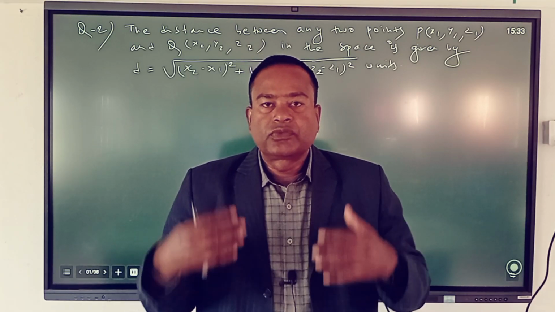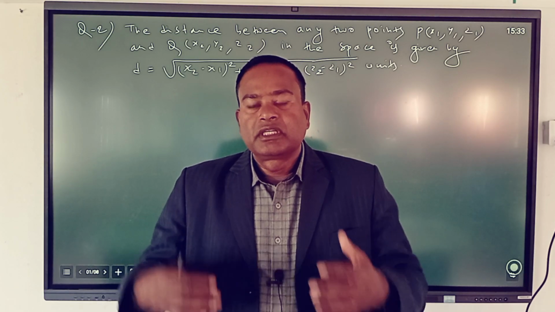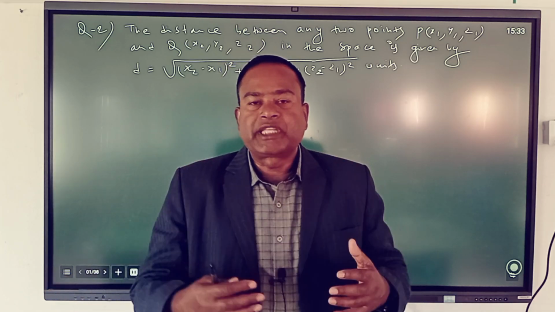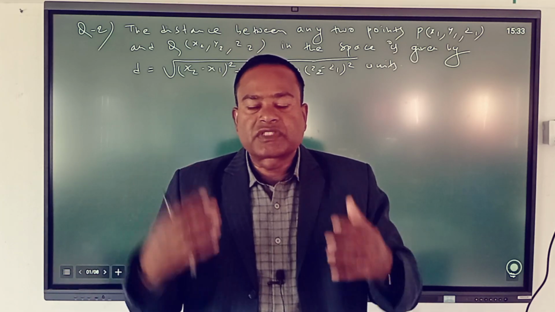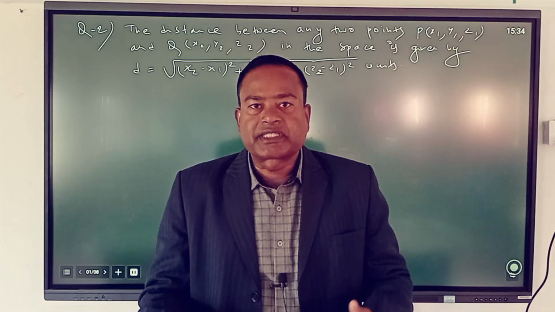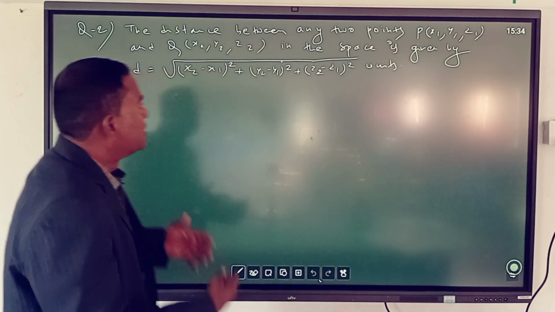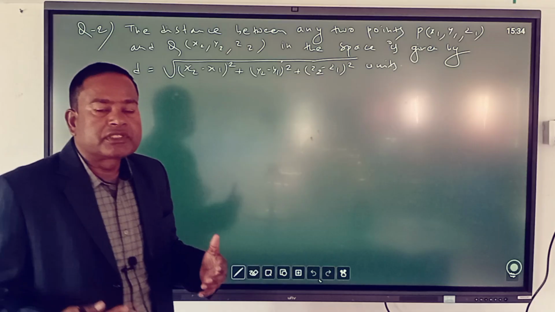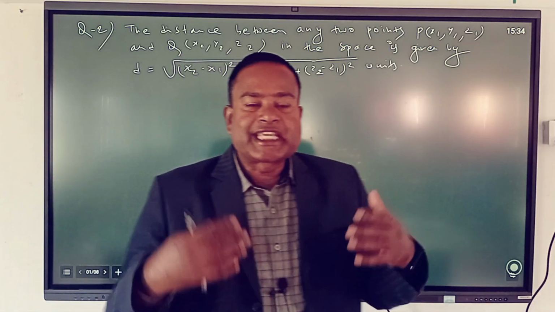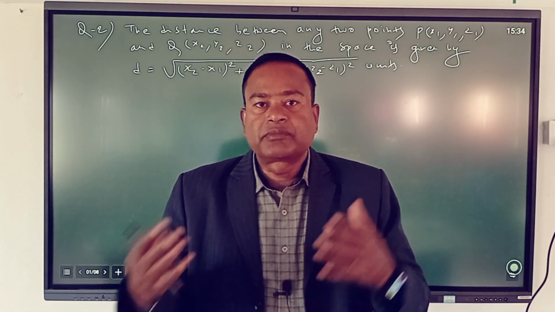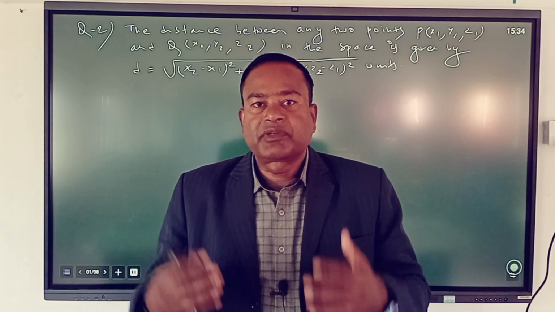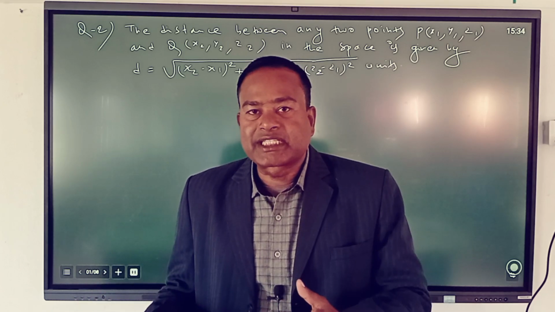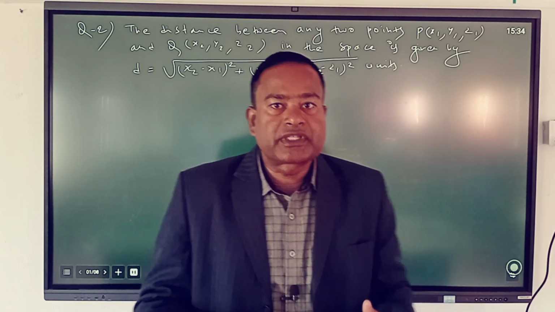Today in this video, we are going to prove an important formula from the chapter of coordinates in space. Dear students, in the previous video, we already proved the distance of any point from the origin, which is given by the formula d is equal to root x square plus y square plus z square.